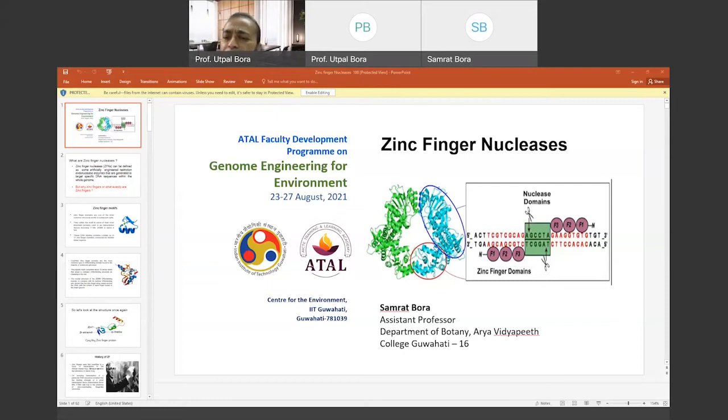But the question is, why zinc fingers, or what exactly are zinc fingers? Zinc fingers, as many of you would know, and for the uninitiated, are domains of one of the most common structural motifs in eukaryotic cells. When I say common structural motifs, I basically mean protein motifs formed from the secondary protein structure.